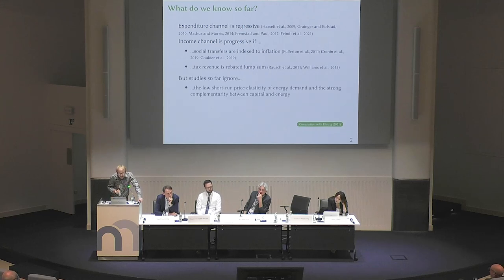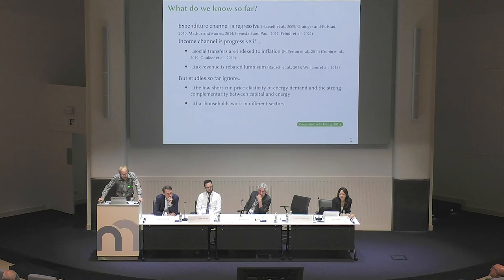But what these studies ignore is the empirically observed low short-run price elasticity of energy demand and the strong complementarity between energy and capital. So when the price of energy goes up, we're going to reduce our energy consumption, but it's much less than one for one. The price elasticity of energy demand is relatively low, empirically around 0.2 in the short run. And I'm going to show in this paper that this has a big effect, that that's going to make the tax a lot more progressive, hurting the rich more than the poor.